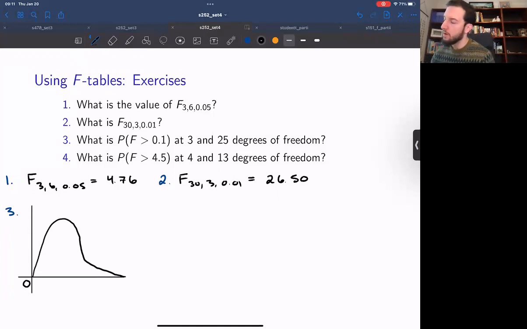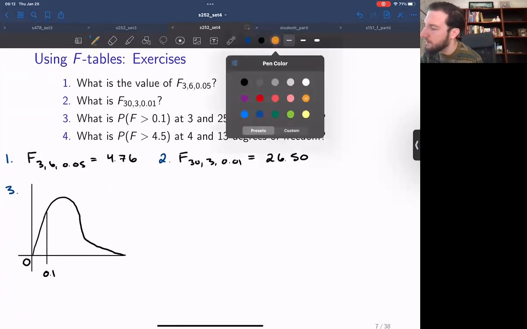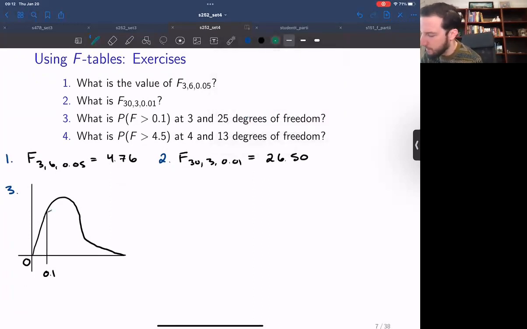We want to know the probability that an F value exceeds 0.1. All right, so we're going to mark down where our value is. So here's 0.1. And we want to know the size of this shaded part here.